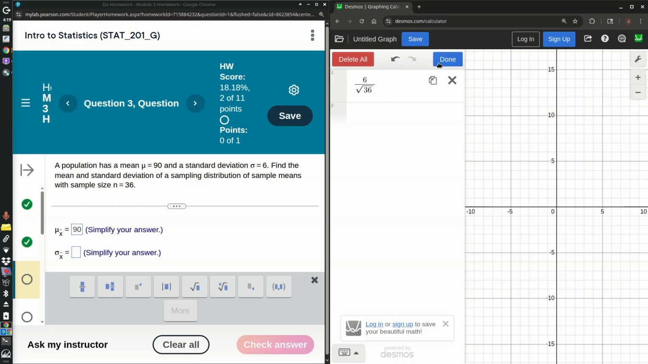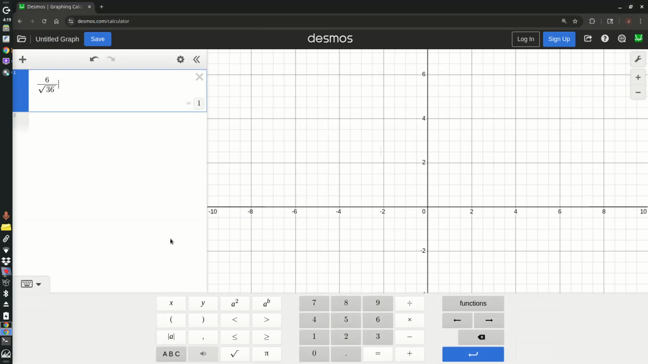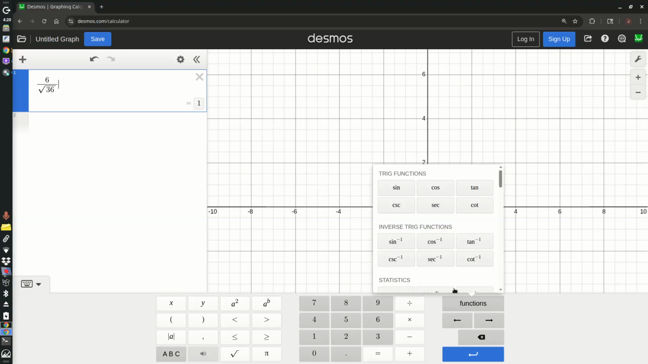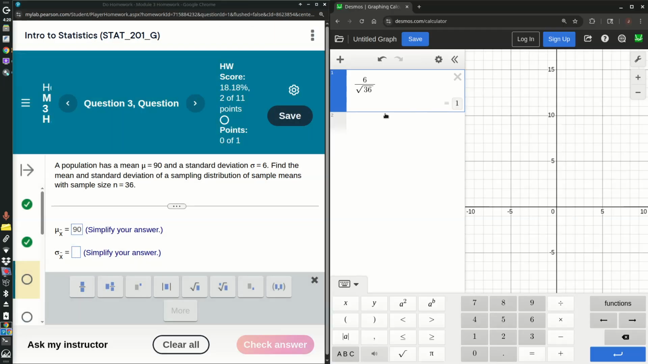There's also probably some way to get math symbols somewhere if you make this full screen. When you're typing, if you make it full screen, you can click over, and there's a square root button right here. There's also something for functions if you need some more scientific functions. And you can compute that way. So for me, my sample standard deviation is 1.